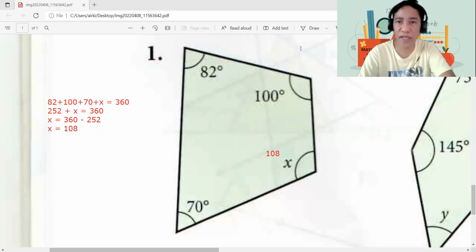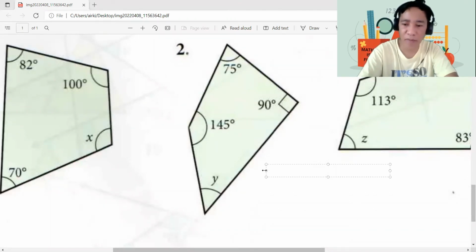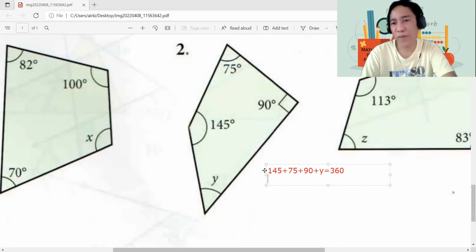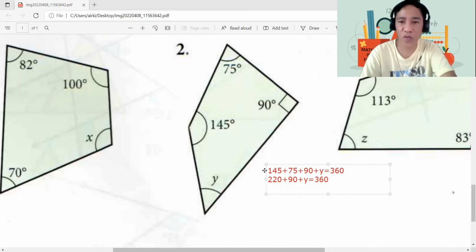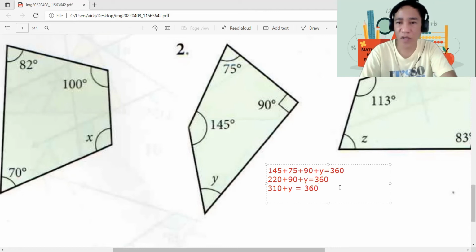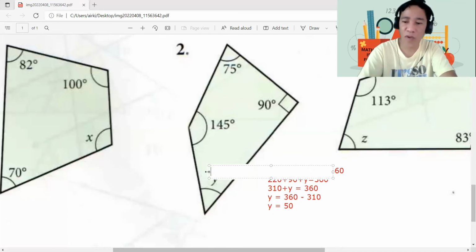Okay, now let's move on to the second example. We're going to find the value of angle y here. The same process: 145 plus 75 plus 90 plus y equals 360 degrees. Then 145 plus 75 is 220, plus 90 plus y equals 360 degrees. Again, 220 plus 90 is 310, plus y equals 360. Then transpose 310 to the right side of the equation and change the sign. So y is equal to 360 minus 310, and the value of y is equal to 50 degrees. Therefore, angle y here is 50 degrees.